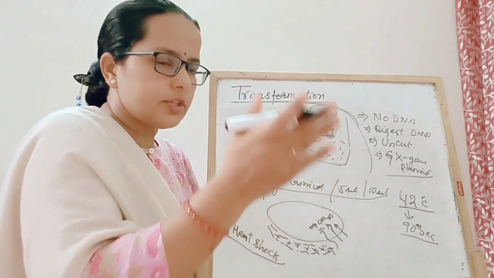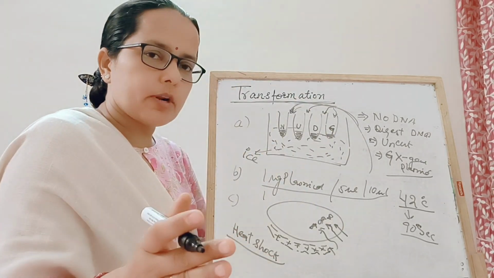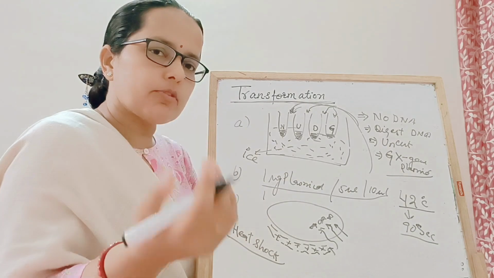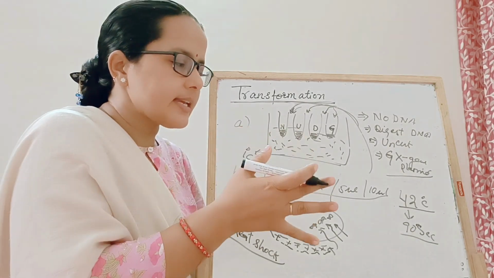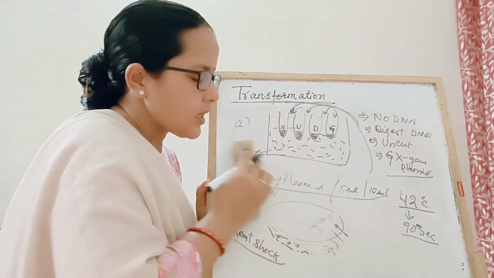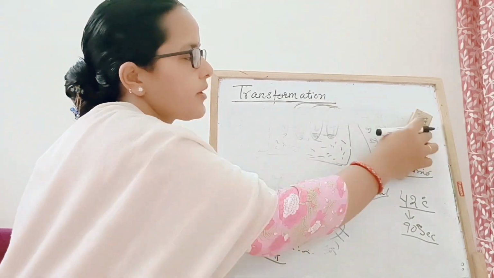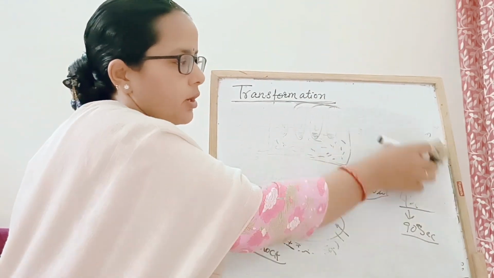You just take out the tubes, place those tubes in the water bath, and then start the timer. Once the 90 seconds is over, what do you have to do? You have to give the cold shock now.